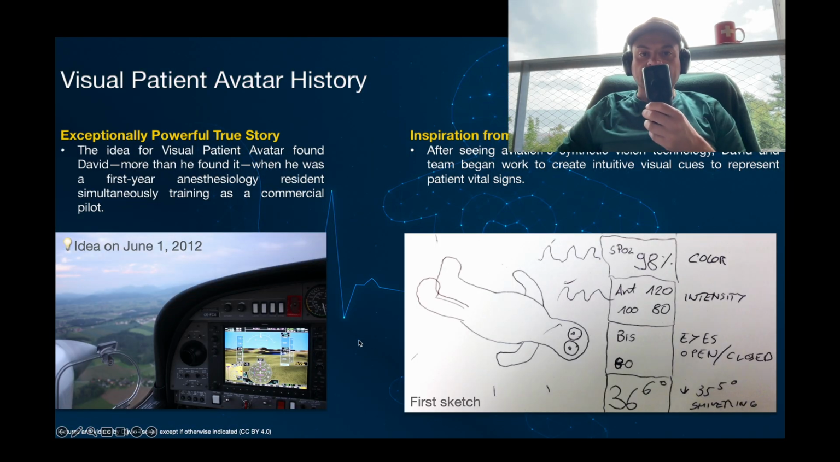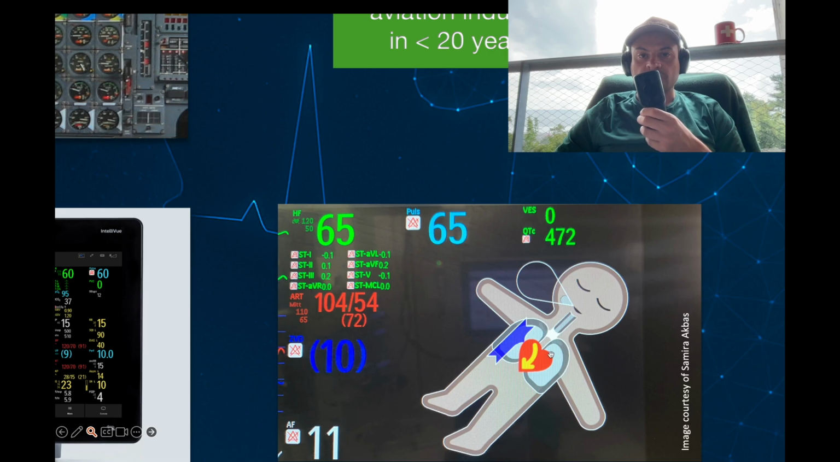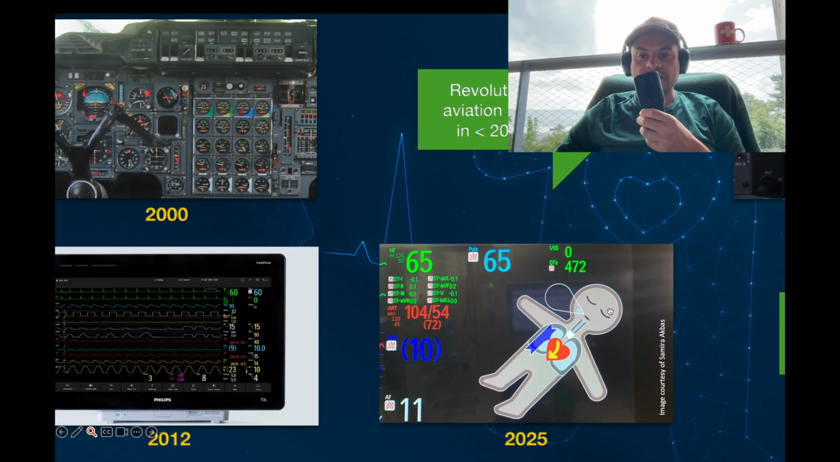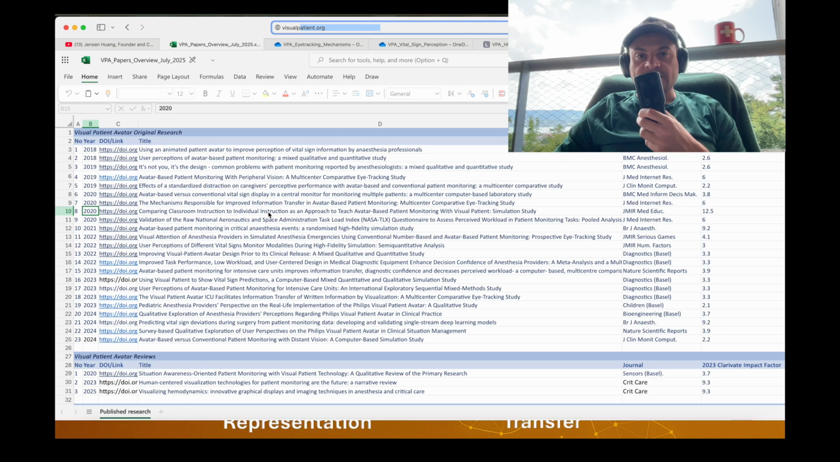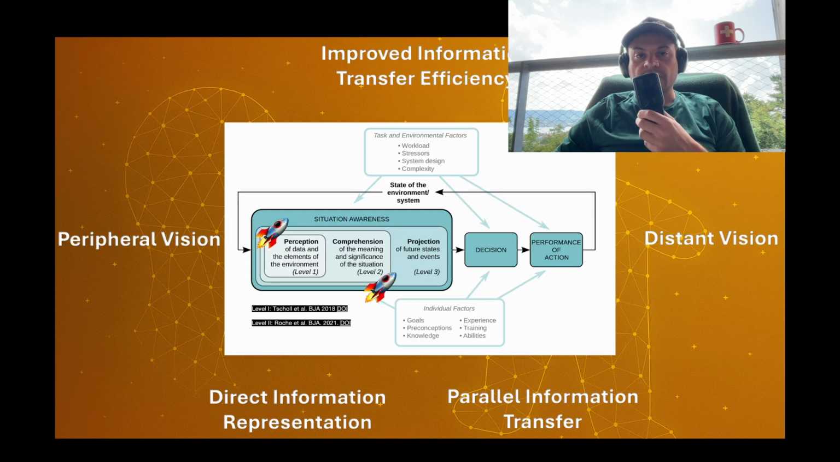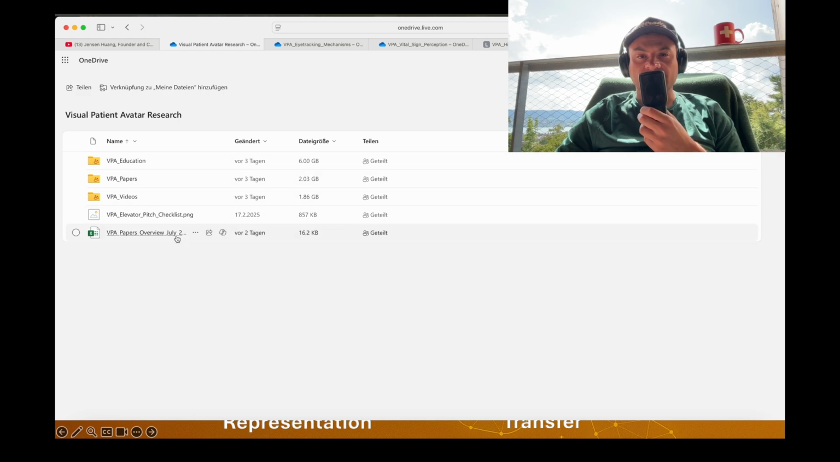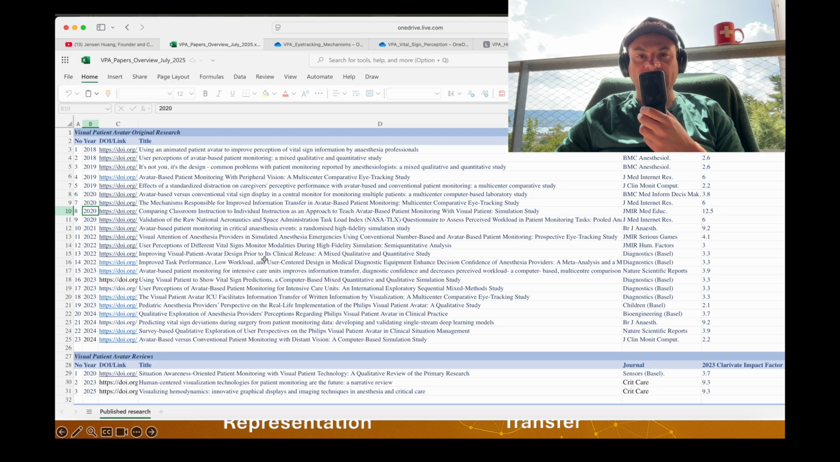The visual patient avatar is a translation of the numerical information into a picture, which we humans can perceive more easily. Now, by showing some of the studies we did with visual patient avatar, I would like to give a quick overview of how it improves the information transfer efficiency through direct information representation and parallel information transfer, and its positive effects on distant vision and peripheral vision. You will find all studies we did with visual patient on visualpatient.org, and also a lot of additional information.